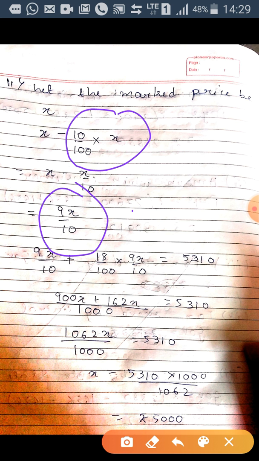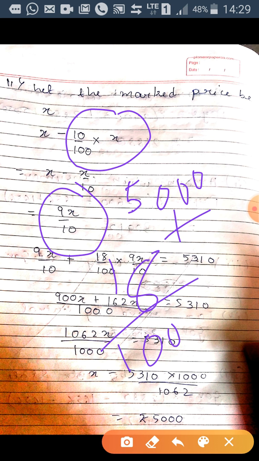Suppose that after discount the amount is 5,000. Now if you were to calculate the GST on this, what would you have done? You would have done 5,000 plus 18 by 100 into 5,000. This 0 and 0 get cancelled out, 18 5s are 90, so 5,900 would have been your amount after GST.